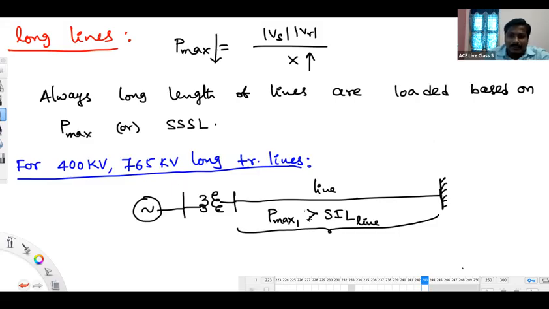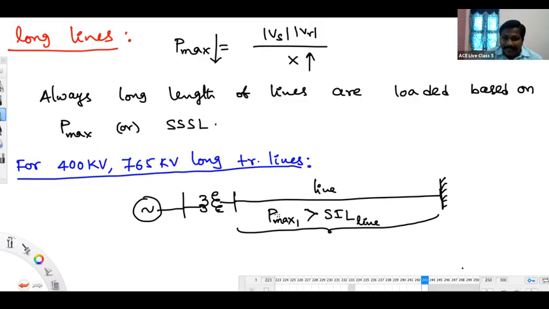P maximum 1 is greater compared to SIL of the transmission line. Definitely. Listen to the question. If you are thinking about loading on this system, what you have drawn on the paper, based on what maximum power transfer capacity should we keep the loading?